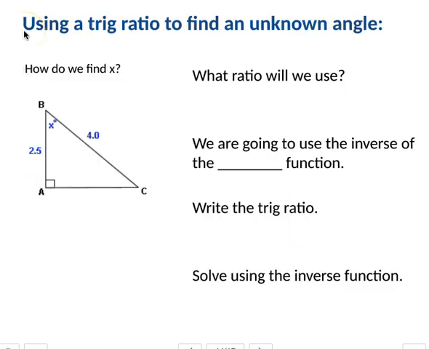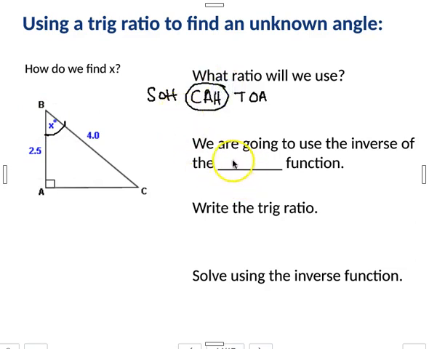Now we're going to find a missing angle measurement, and then we're going to wrap up this recording. Back to this triangle that should look familiar. We want to find the measurement of angle B. Which trig ratio are we going to use? That's our first question. In reference to angle B, we have the hypotenuse and the adjacent. Remember SOH CAH TOA: adjacent and hypotenuse means we're going to use the cosine. So we're going to use the inverse of the cosine function to find this angle measurement.